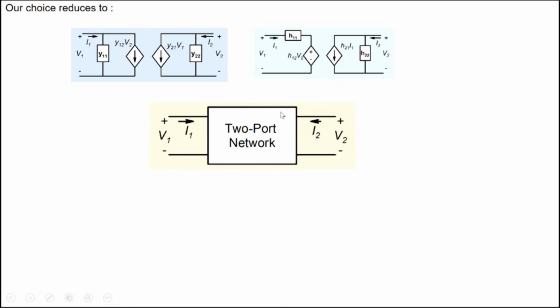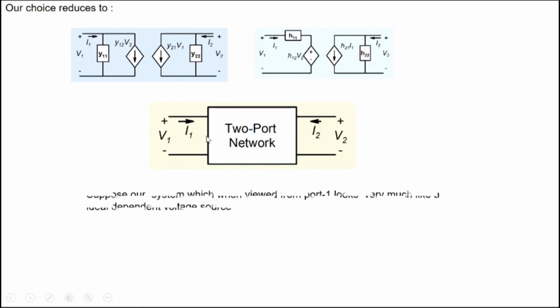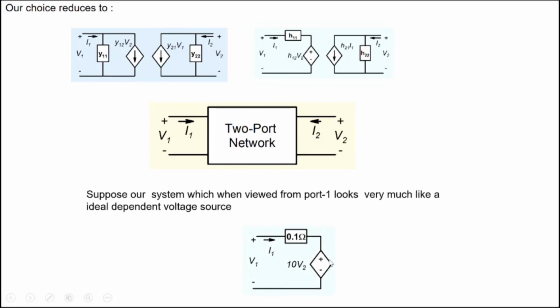Now, for the sake of discussion, suppose this two-port network is such that when you look at it from the input side, it looks more like an ideal dependent voltage source of this kind. That is, the resistance in series with the voltage source is very, very small. An ideal voltage source will have zero resistance or impedance. So suppose looking from this side, it looks more of this kind. Our choice is already between these two.